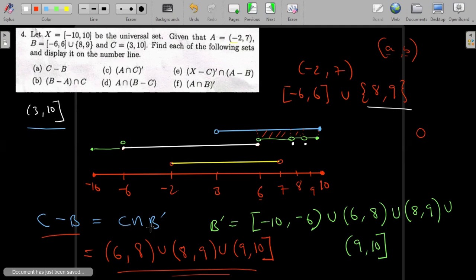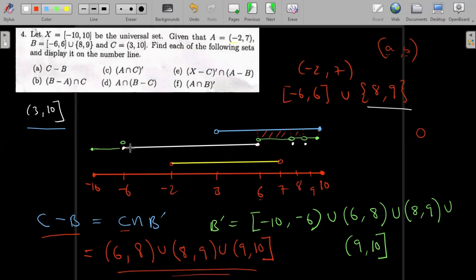Then we know that the first one that we're told to find, C minus B, is the same as C intersect B complement. So C intersect B complement, we already have the set C, and we've plotted that set C. Then B complement, we can find because the complement of the set is just all elements that are not in that set but sit in the universal set. And our universal set is running from -10 to 10.